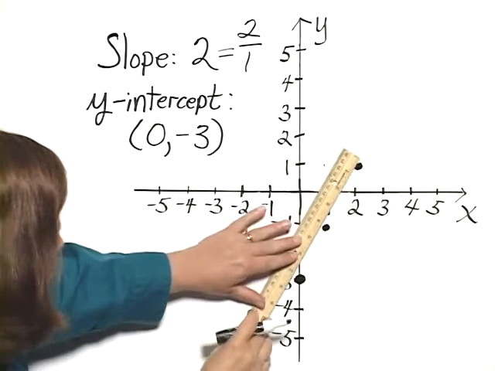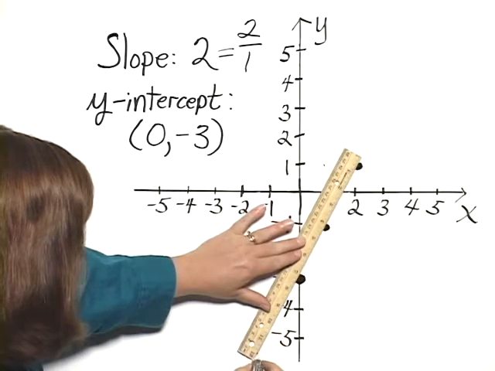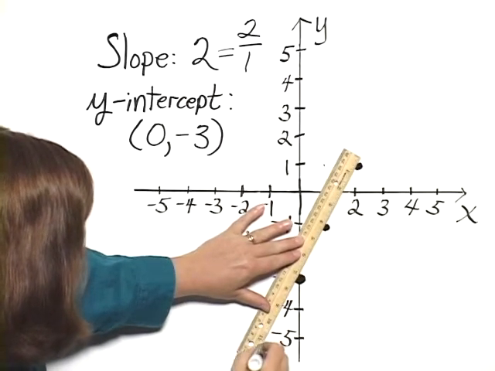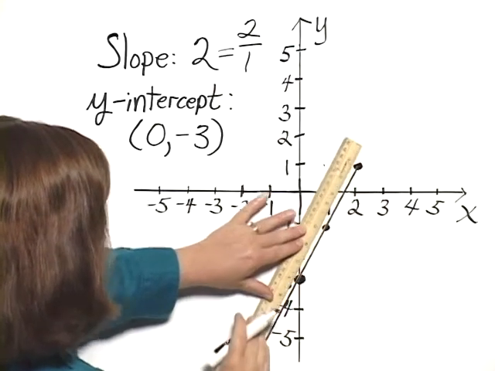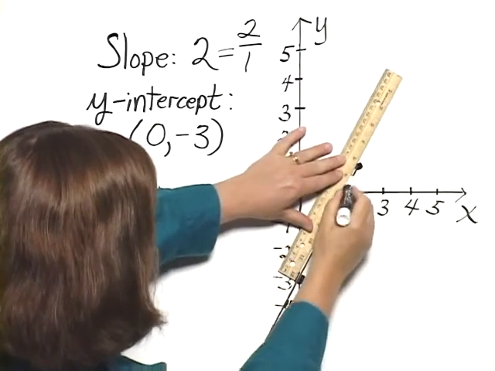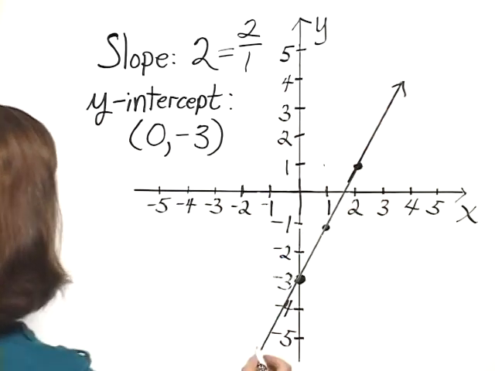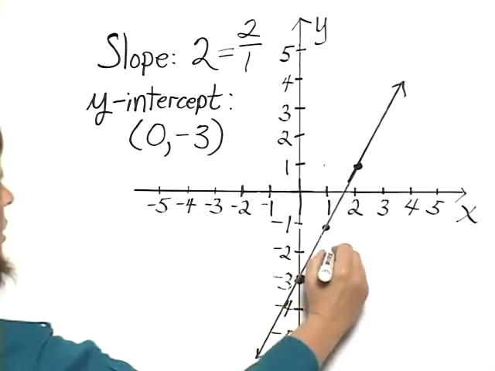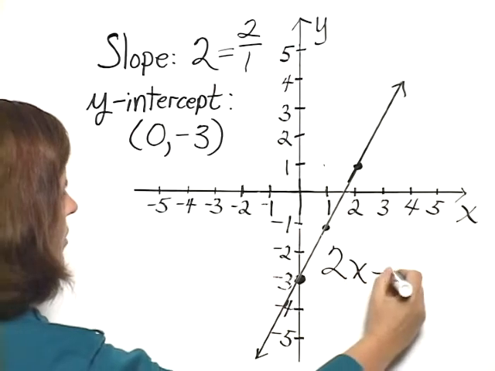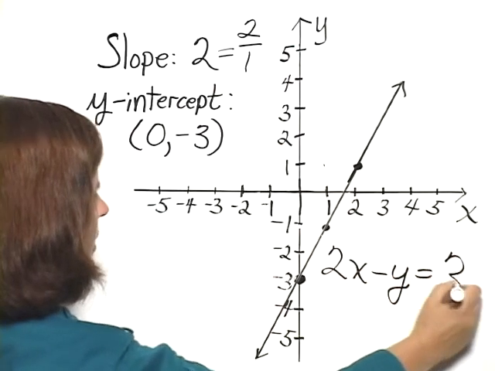We can graph the line then by drawing a line through these points. And then finally labeling the line with the original equation, 2x minus y equals 3.